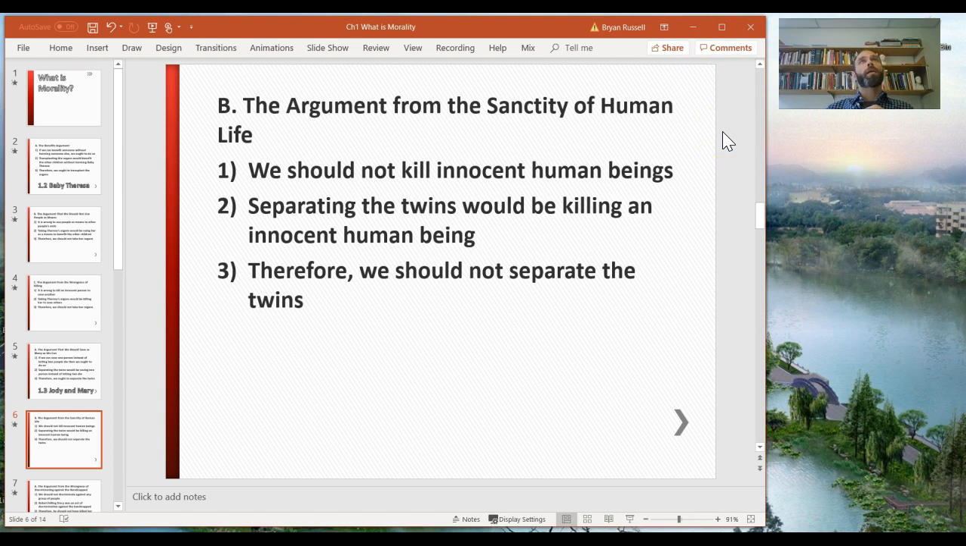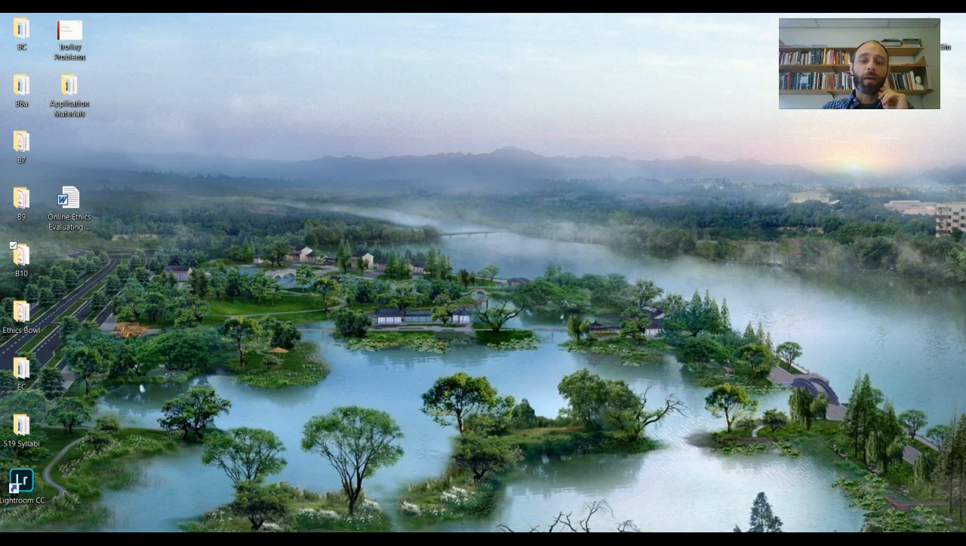What were they trying to do by saying that? They were trying to get around this argument. They were trying to say that premise 2 was not true, that it wouldn't be killing an innocent human being. It would just be the operation letting an innocent human being die. Now, their argument gains some support.